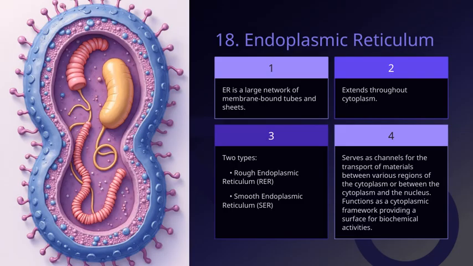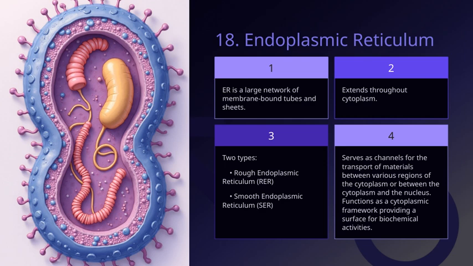Let's take a closer look at the endoplasmic reticulum, or ER for short. The ER is a large, complex network made up of membrane-bound tubes and sheets that extend throughout the cytoplasm. It's really like a busy highway system within the cell, facilitating the transport of materials. There are two main types of ER, the rough endoplasmic reticulum, or RER, and the smooth endoplasmic reticulum, or SER. The RER has ribosomes attached to its surface, giving it a rough appearance, and it's primarily involved in protein synthesis. On the other hand, the SER lacks ribosomes and is more involved in lipid production and detoxification processes.